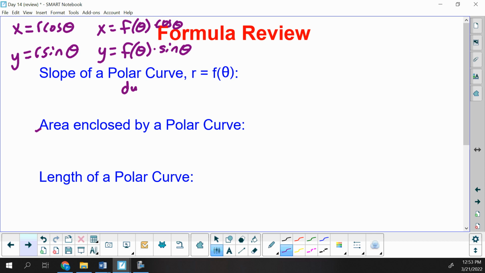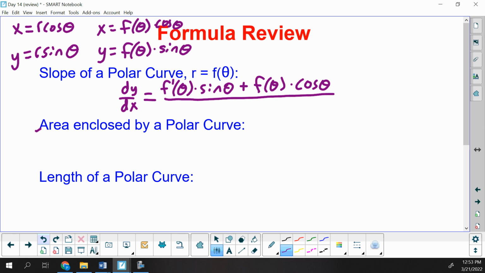So if we want to have dy dx, we have to do a product rule. So for the y's, we'll do derivative times regular plus regular times derivative. And then for the x's, we'll do the same thing. So we'll do derivative times regular plus regular times, our derivative would be negative sine theta.